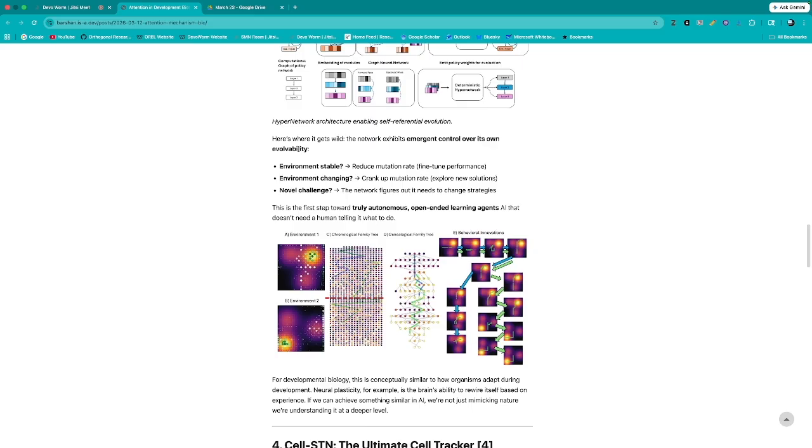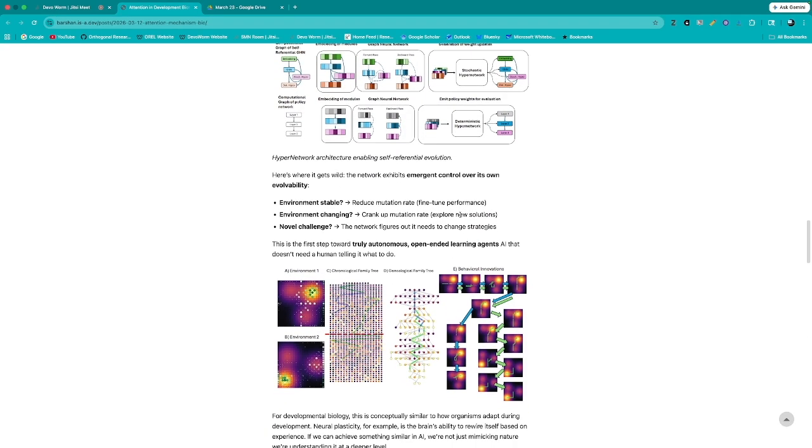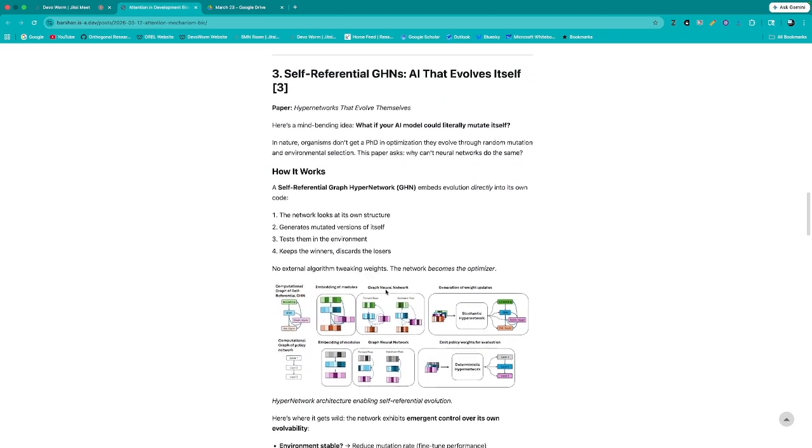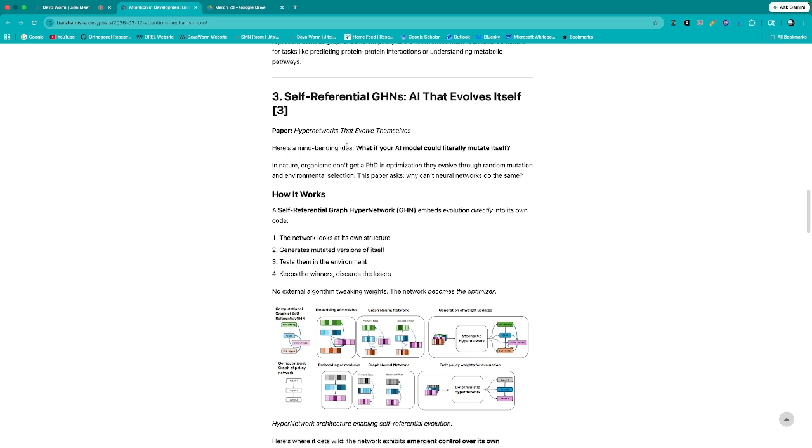So the 3 things focused on here: whether or not the environment's stable, which reduces the mutation rate. When the environment changes, it cranks up the mutation rate. And when there are novel challenges, the network figures out it needs to change strategies. I assume this is very specific to this method. This is the first step towards truly autonomous open-ended learning agents. I can't remember who the authors were on this paper, but I remember this paper quite well.